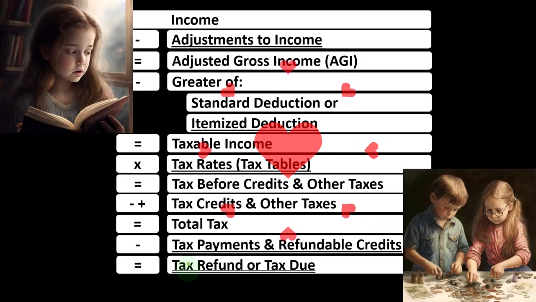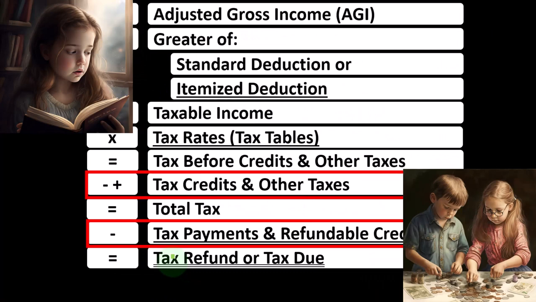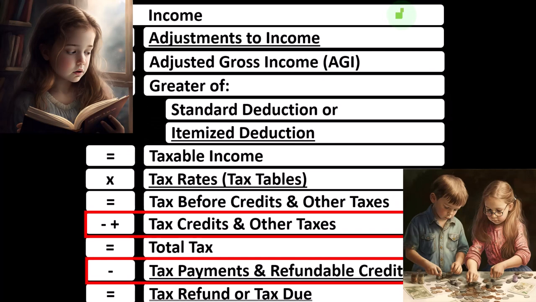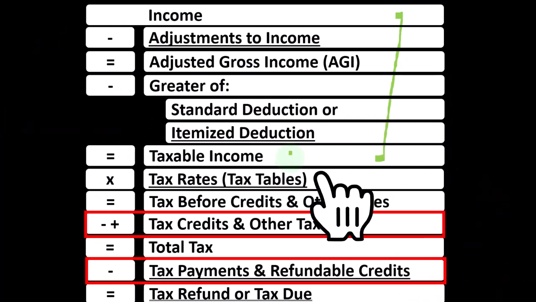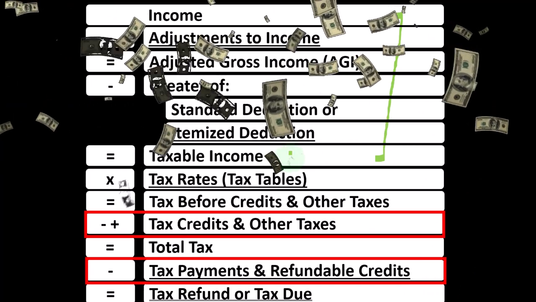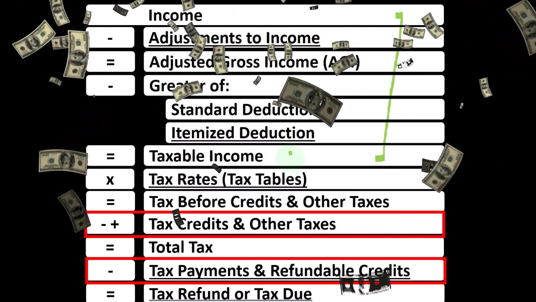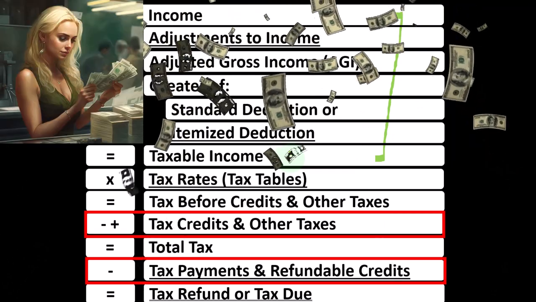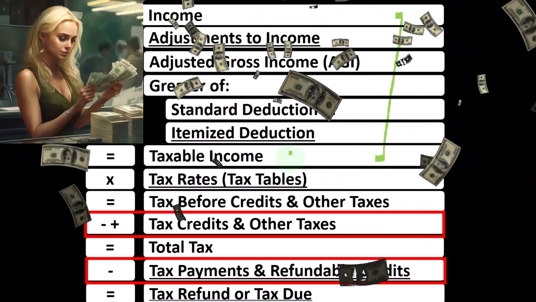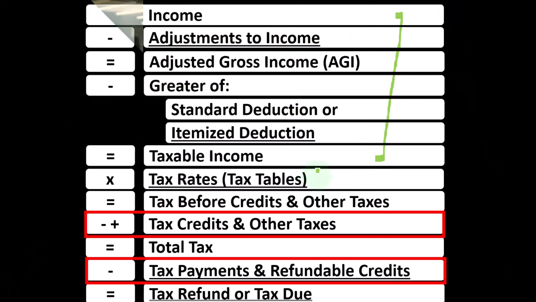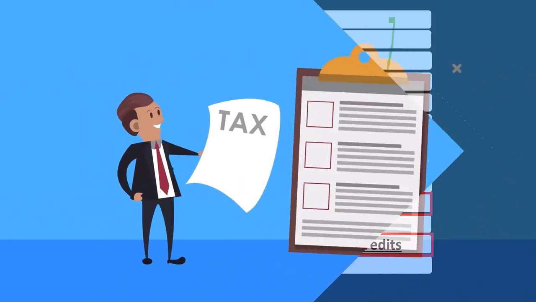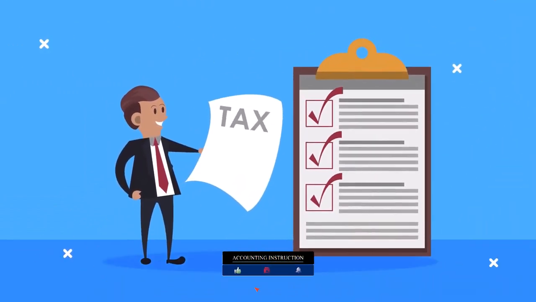Looking at the income tax formula, we're down here on the credit area at the bottom of the formula. Remember, the first half of the income tax formula is in essence an income statement, although a strange one, ending at taxable income, the equivalent of an income statement ending at net income: income minus expenses, income minus deductions. Then we calculate the tax on that taxable income, not using a flat tax system, but using the progressive tax system to get to the tax before credits and other taxes.